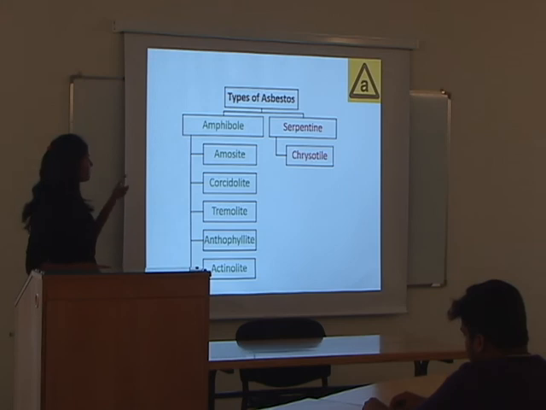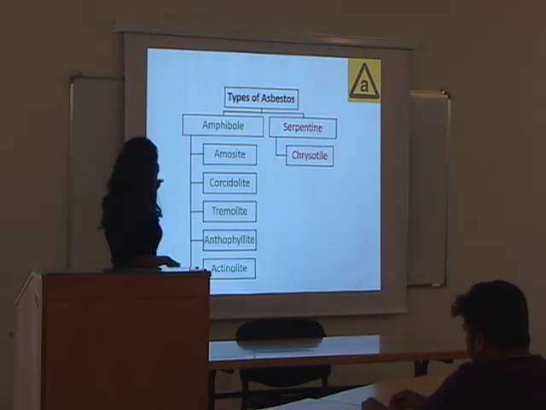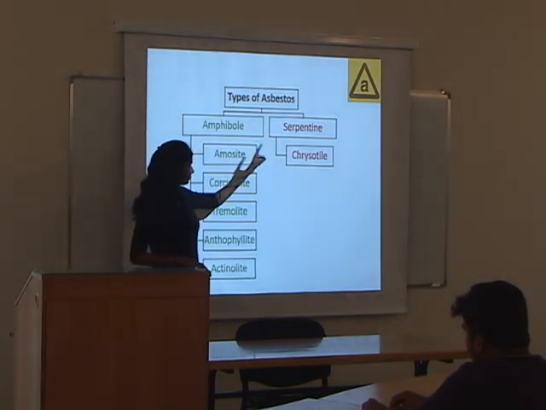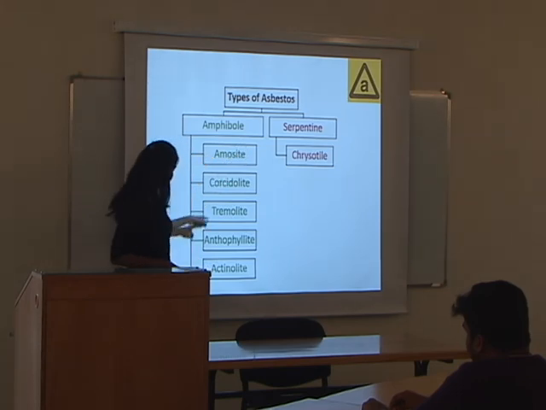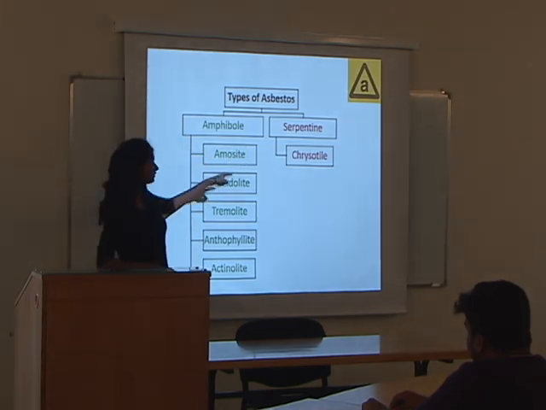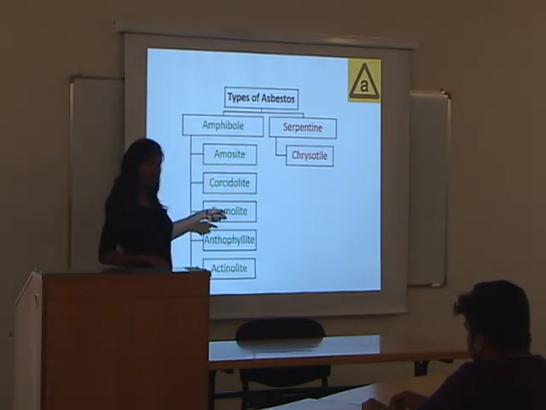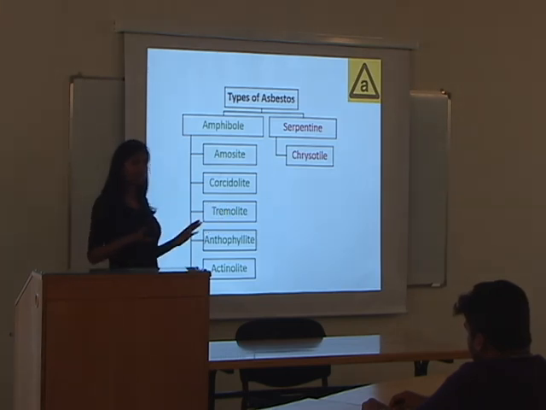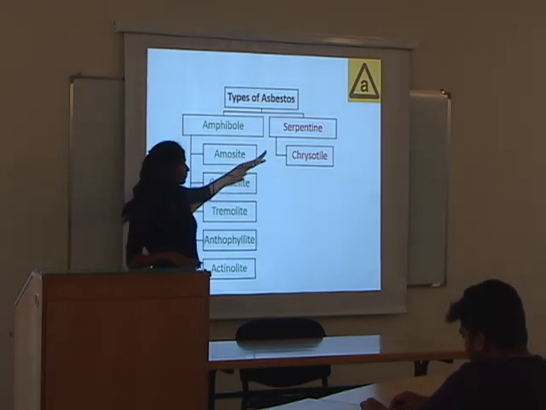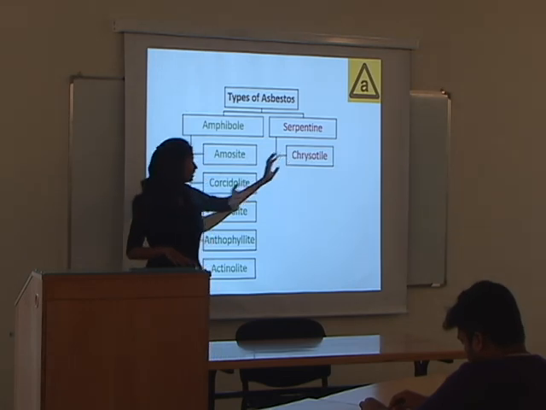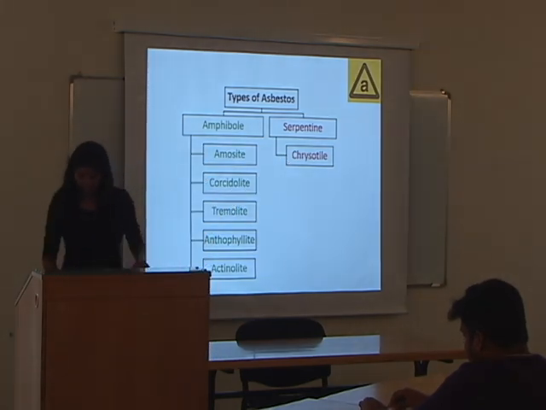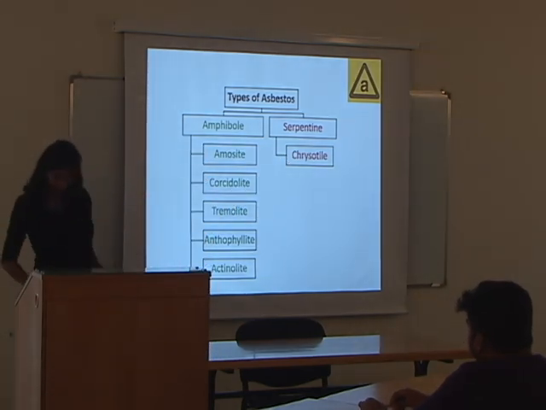So these are the types of asbestos. There are 2 types of asbestos. One is amphibole and the other one is serpentine. The green ones are banned, but the red one is still there. These are considered to be more carcinogenic, so they're banned in almost all countries. The amphibole ones are amosite, crocidolite, tremolite, anthophyllite, and actinolite. In serpentine, we have only one, which is called chrysotile. So we'll see about each one separately.